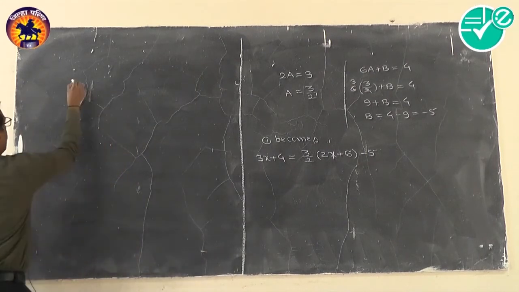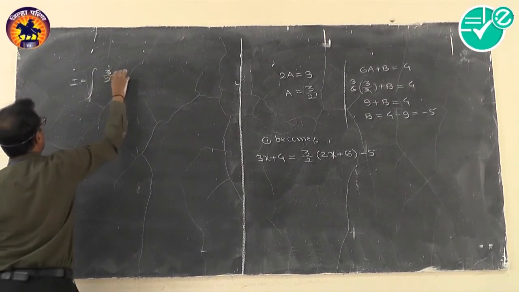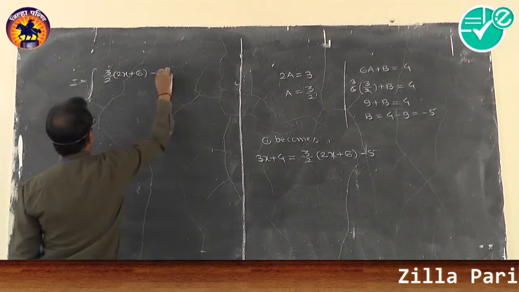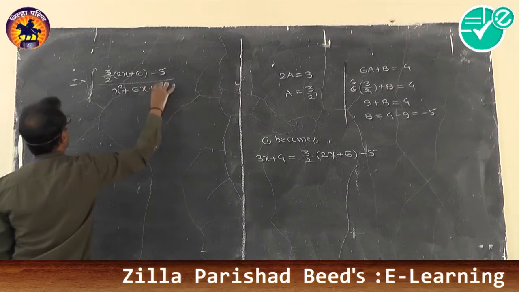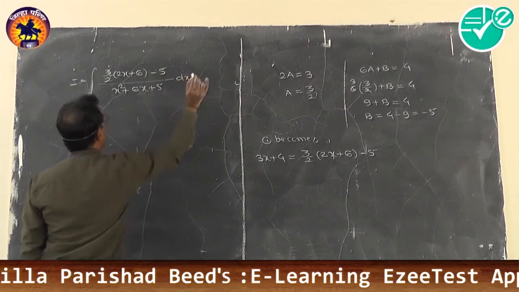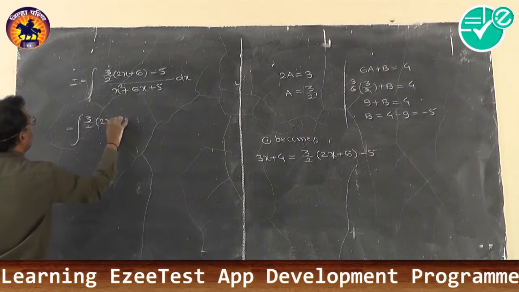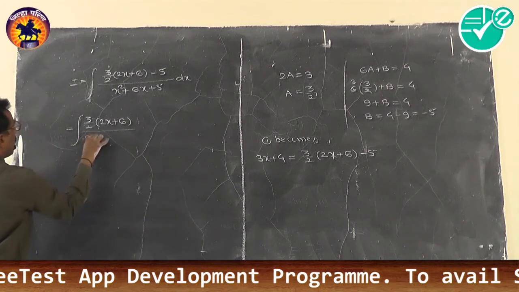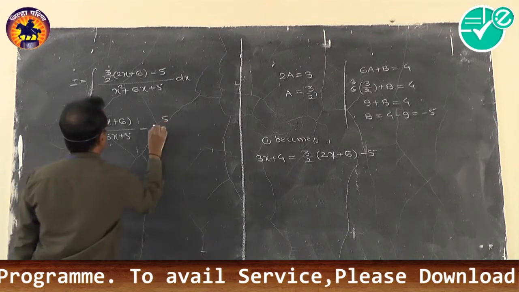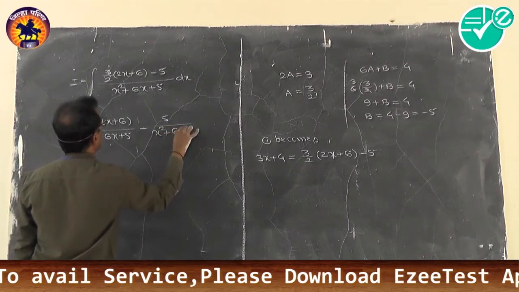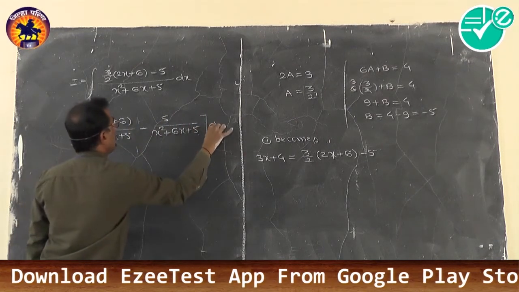Capital I is repeated now. Capital I is equal to, the numerator is replaced by that portion: 3 by 2 into (2x plus 6) minus 5, divided by x square plus 6x plus 5, in that dx. Now split the terms here: 3 by 2 into (2x plus 6 upon x square plus 6x plus 5 minus 5 upon x square plus 6x plus 5), this bracket close, and in that dx.